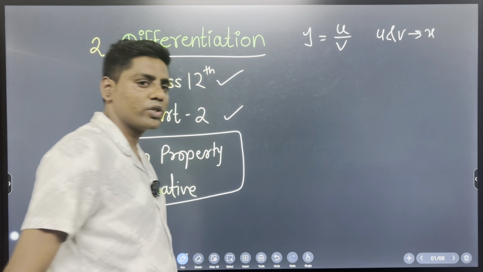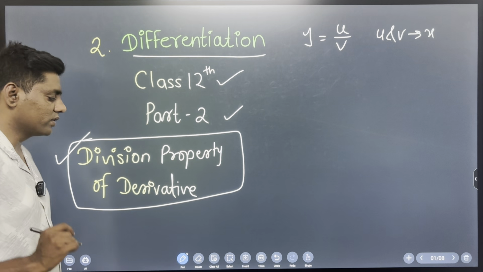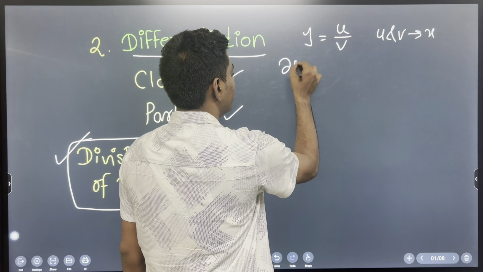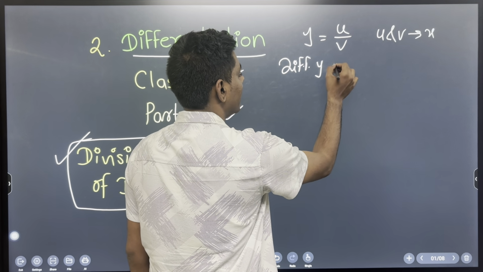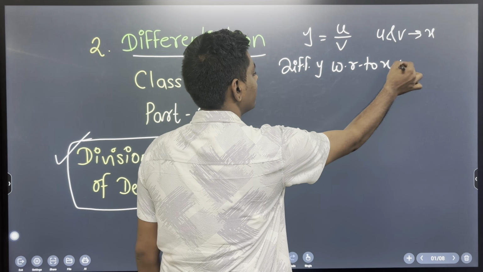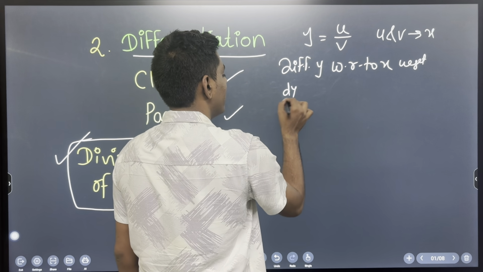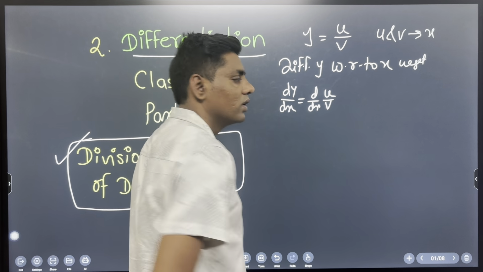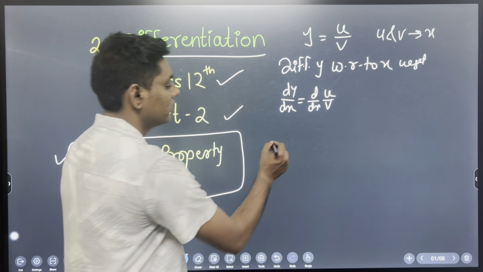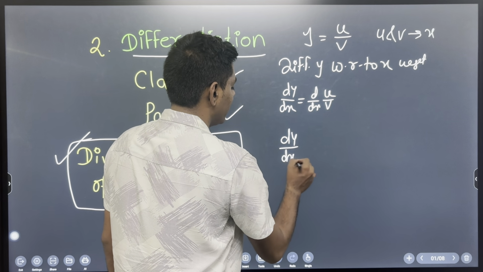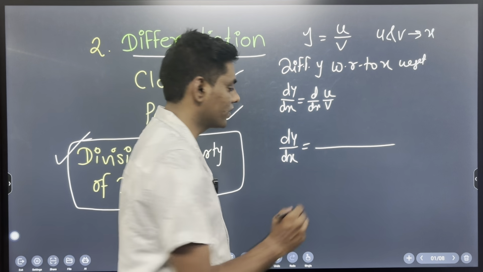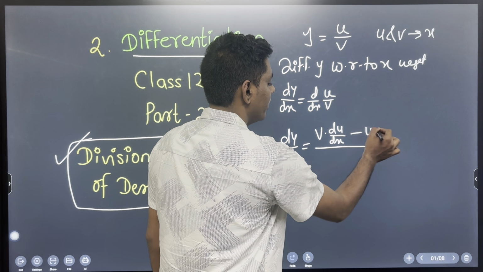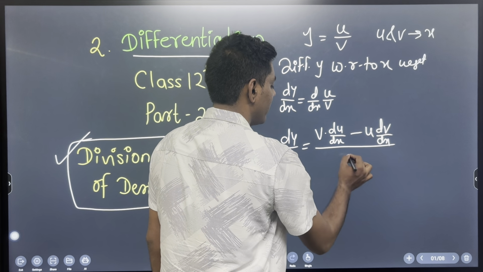So how we solve the question? Very simple, by using the division property of derivative. So what is the division property of derivative? The first rule. So differentiating y with respect to x, we get dy by dx, apply d by dx on both sides, u divided by v. Formula is very easy to remember, that is dy by dx equal to v into du by dx minus u into dv by dx divided by v square.